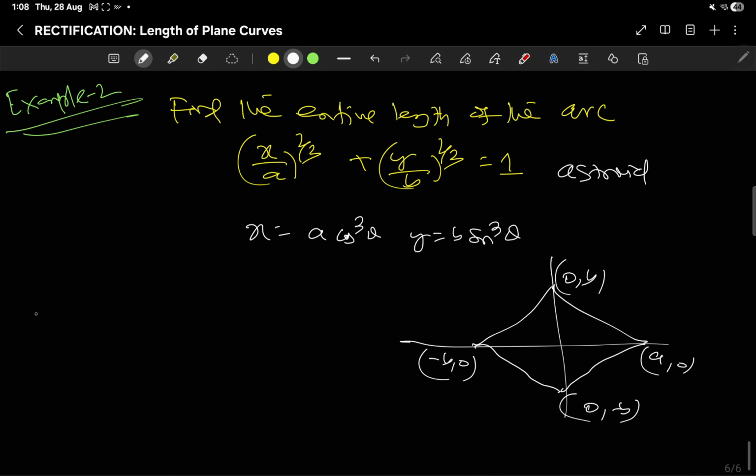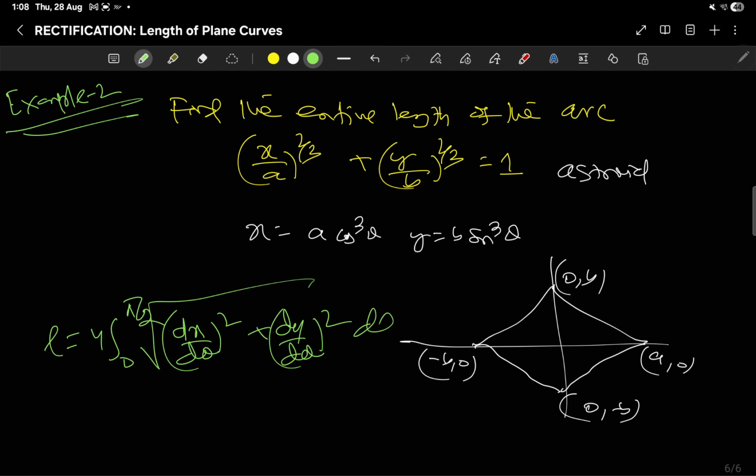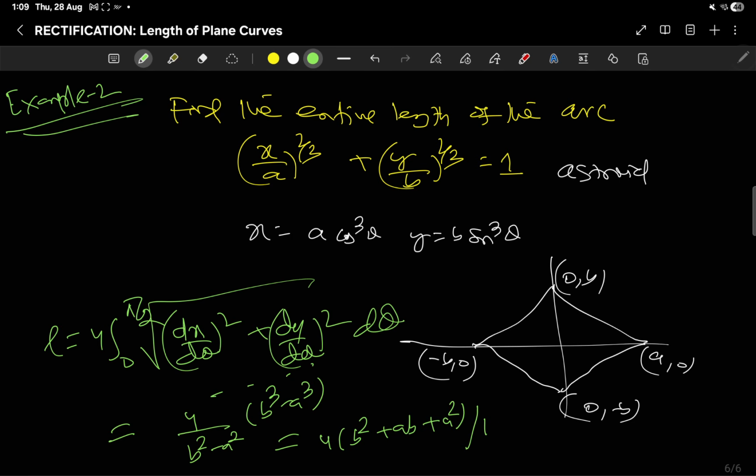And accordingly, if you apply the same formula, here L is equal to 4 times the integral from 0 to π/2 of the square root of (dx/dθ)² plus (dy/dθ)², dθ. If you go and simplify, your answer will be 4 times (b³ − a³)/(b² − a²). So this will be equal to 4 times (b² + ab + a²) divided by (b + a). Okay, so this will be your answer. Let me solve one more example.